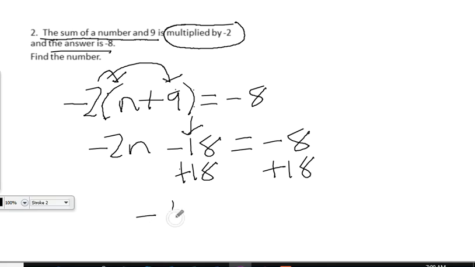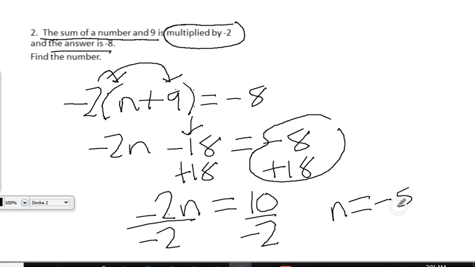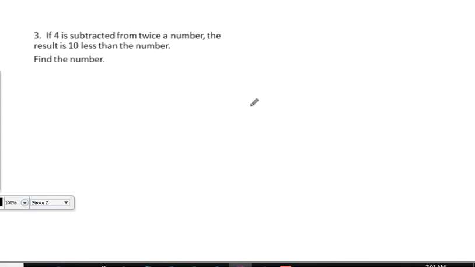And then we're going to have -2 times n equals, when you put that in your calculator, put it in as -8 plus 18, and that gives you a positive 10. And then from there, to get rid of the multiplication of -2, we're going to use division. So n equals -5.